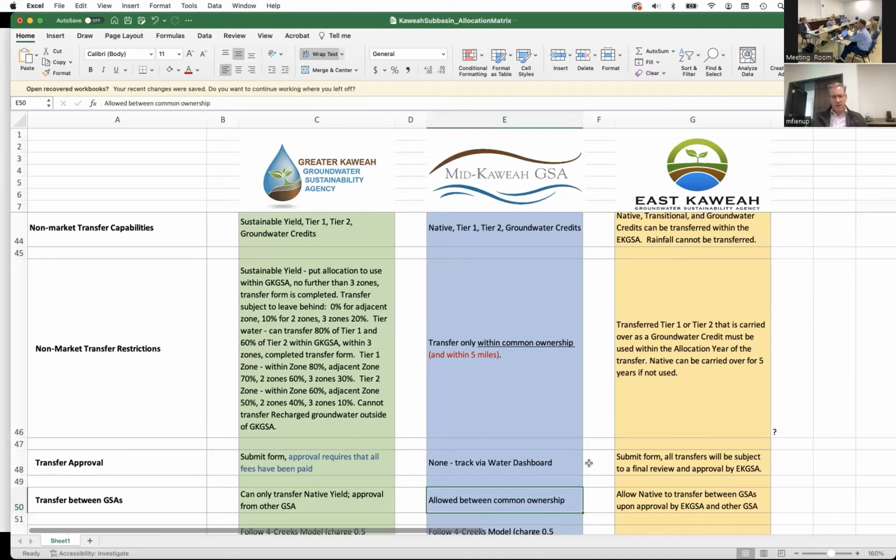Yeah, Aaron, on that distance allowed between common ownership, is that inside the Mid-Kaweah, it's 5 miles. Would that be the same restriction or has that not been addressed? I would say by the rules, it would be that 5 mile. Yeah, but our goal there was to allow flexibility on the edges there. That's what we were trying to do.